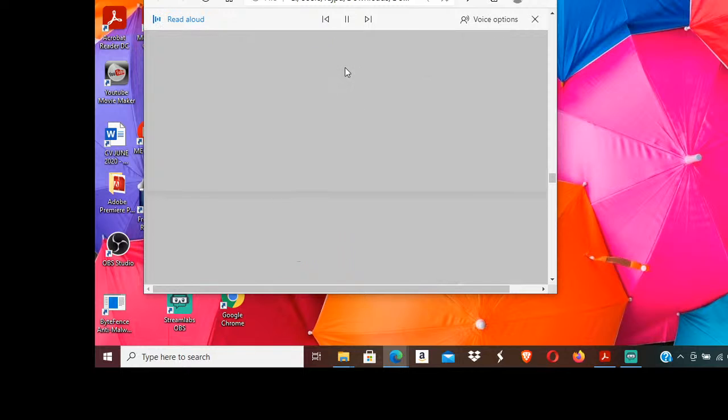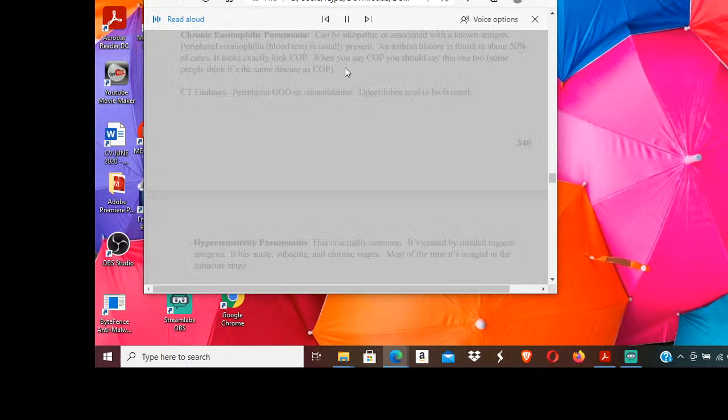Chronic eosinophilic pneumonia can be idiopathic or associated with a known antigen. Peripheral eosinophilia on blood test is usually present. An asthma history is found in about 50% of cases. It looks exactly like COP. When you say COP you should say this one too, some people think it's the same disease as COP. CT findings: peripheral GGO or consolidation. Upper lobes tend to be favored.